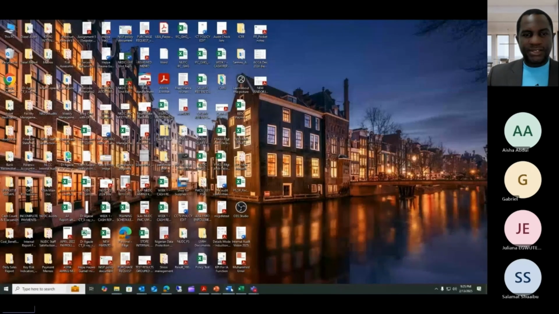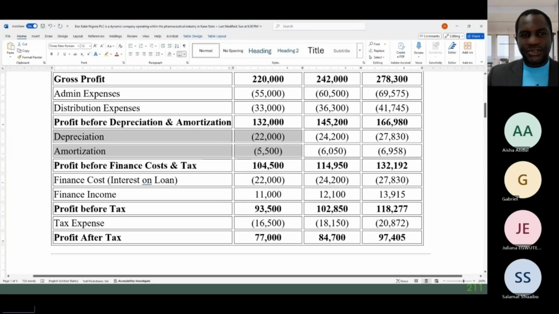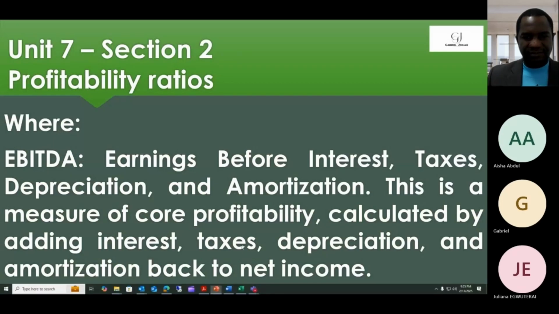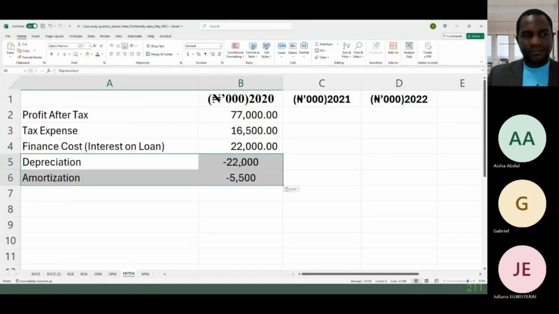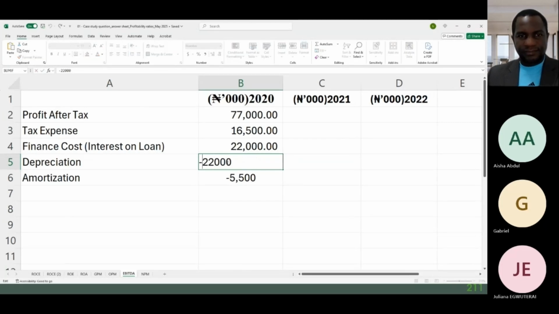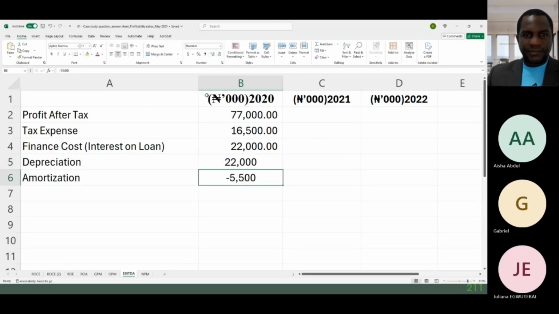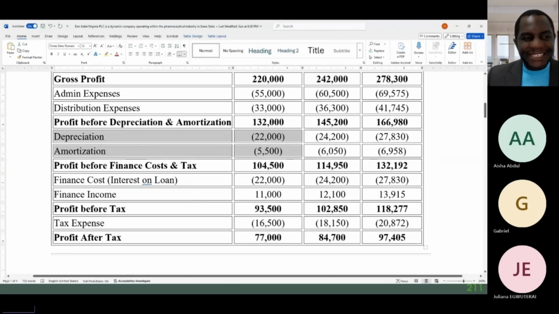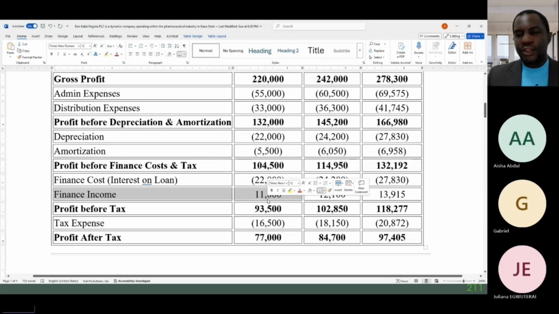Then I'll go to the question again, add back depreciation and amortization. This is for depreciation. This is for amortization. Fantastic. So having added that back now, there is a problem, and it's not a problem. So take note. You have finance income. So what does finance income mean? You give out loans to somebody, somebody is owing you debt, and the person is paying you finance income.